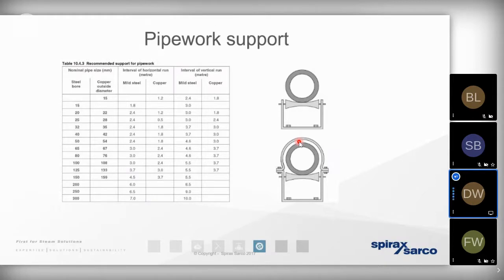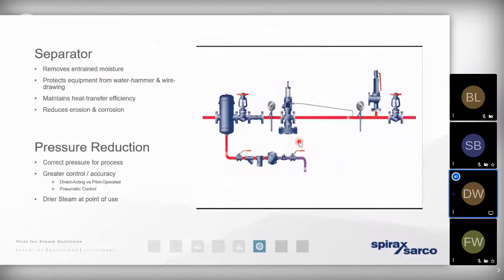So as we move closer and closer towards the process, another thing we want to do is to ensure that we're conditioning the steam. And by conditioning the steam, we mean removing the moisture. So we want to use a separator. And the purpose of the separator is to remove that entrained moisture for two key benefits.